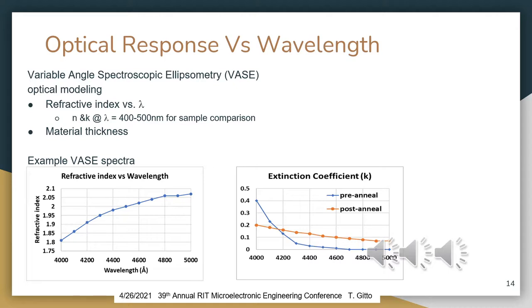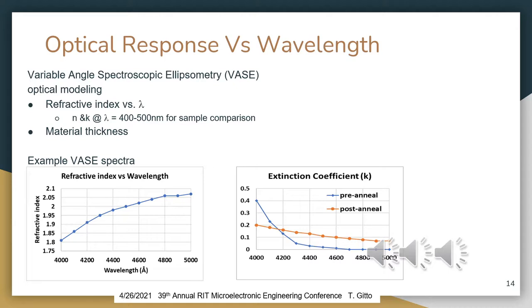So as we can see, we have two graphs down below, both of them plotted against wavelength. One is index of refraction and the other one is extinction coefficient. And what we can see is as we go up in wavelength from 4,000 to 5,000, we see a clear increase in our refractive index, whereas our extinction coefficient decreases significantly from 4,000 to 5,000.